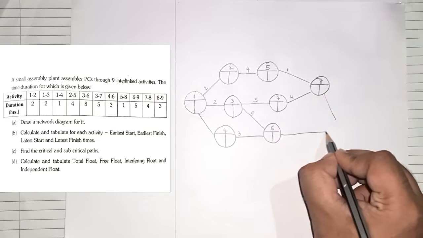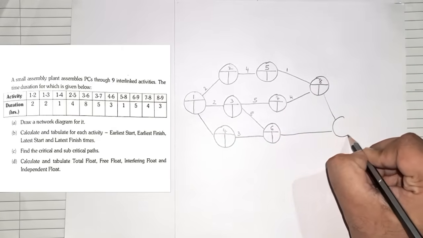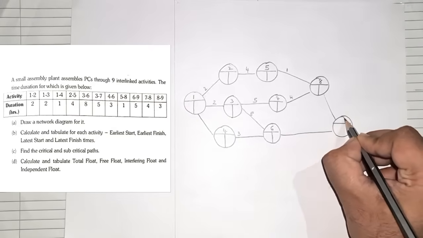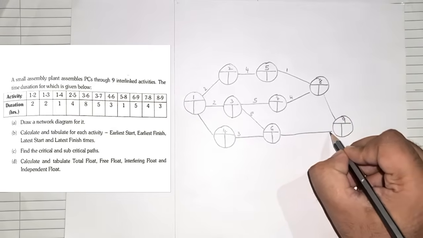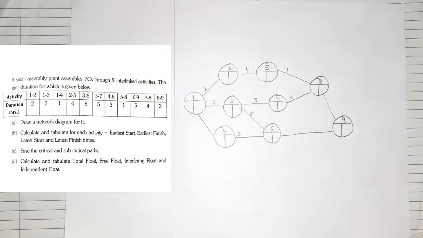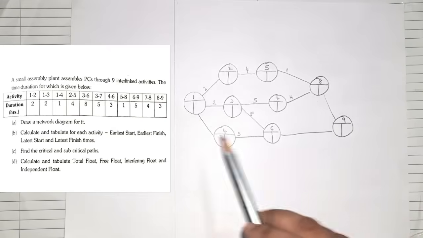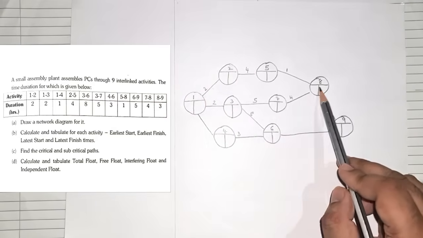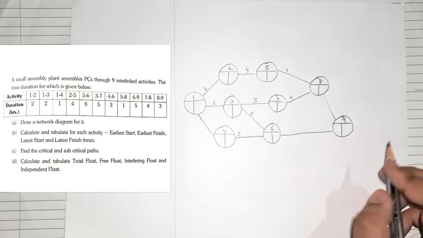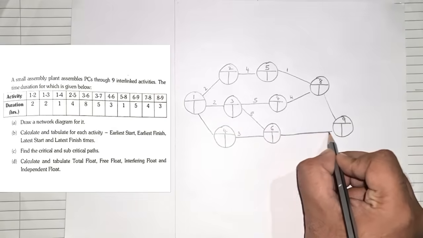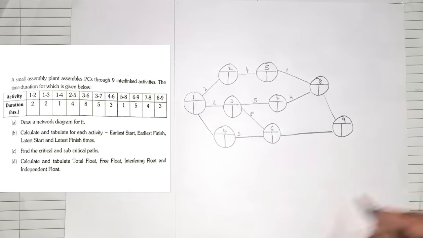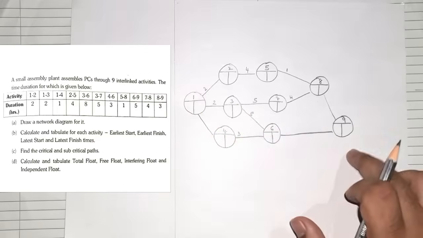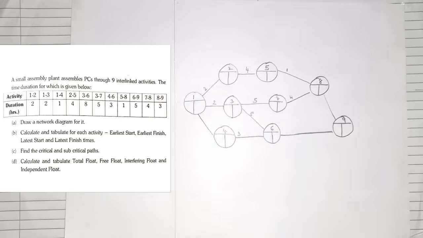From 6 it is to 9, and from 8 also it is towards 9. So this is 9, and I again break it in two parts. Okay, so 1, 2, 3, 4, 5, 6, 7, 8 and 9. So we were able to create a network. This is how your network diagram should have looked. Okay, it has to start from a point and end over one single point.